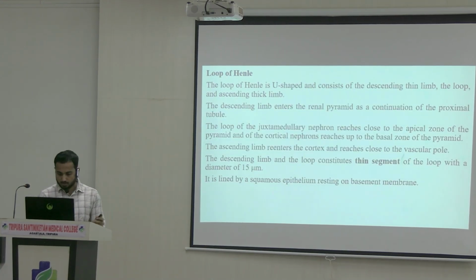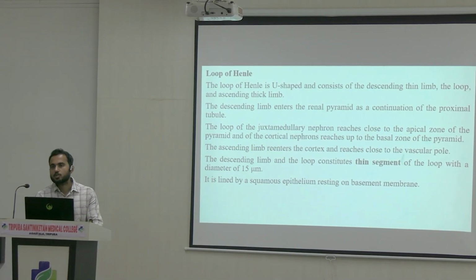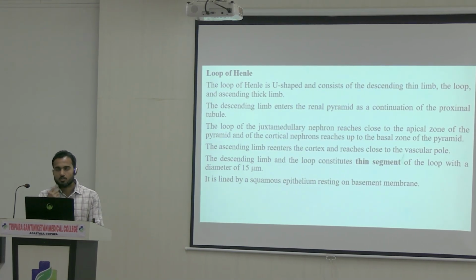What is the next? Next is the loop of Henle. Now, in case of loop of Henle, please note that the loop of Henle is present along with the cortical nephron. It is also present along with the juxtamedullary nephron. Okay, so both aspects you have to study in the loop of Henle.